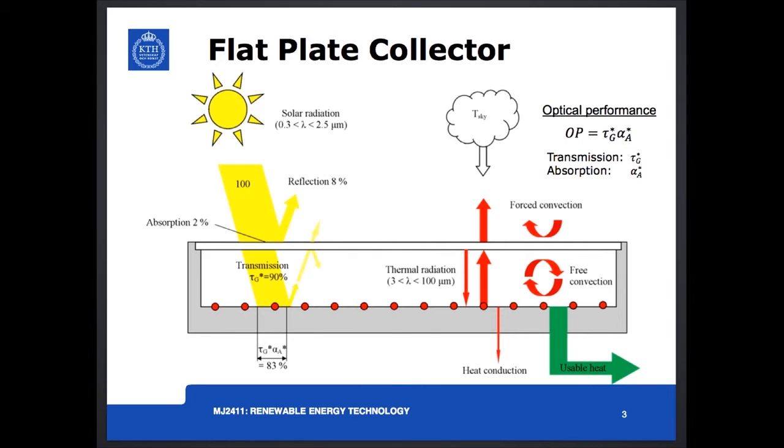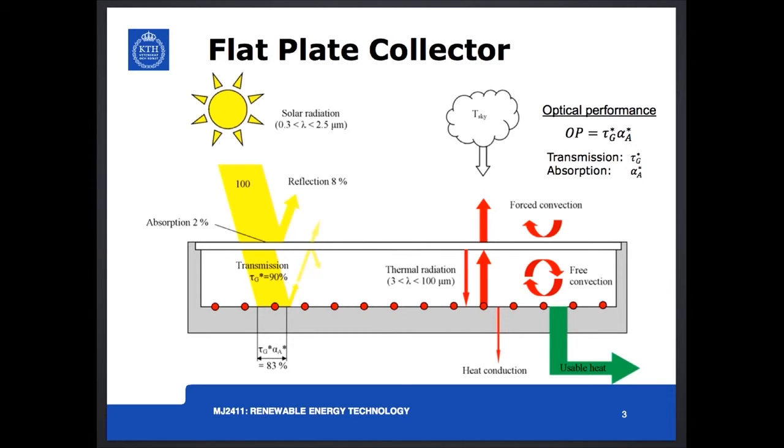A flat plate collector looks something like this. We see the solar radiation, which usually has a spectrum of about 300 to 2500 nanometers, impinges onto the flat plate collector. About 8% are directly reflected on the glass window, and about 2% of the impinging solar radiation is absorbed within the glass window. The remaining part of the impinging solar radiation passes through the glass window and impinges onto the absorber.